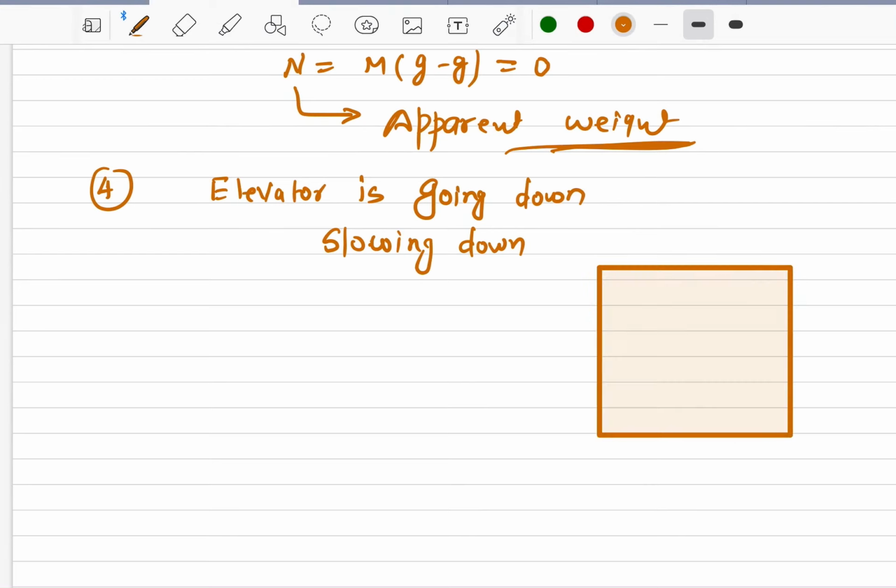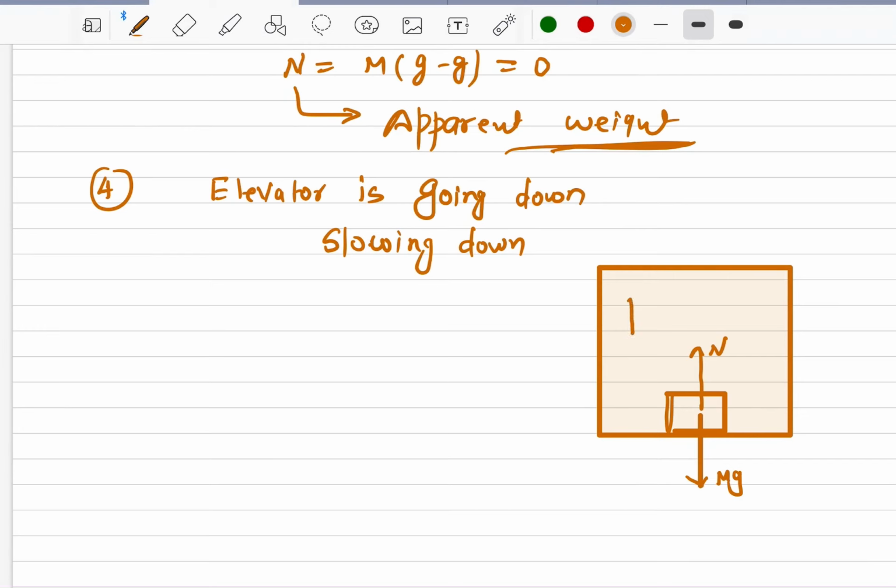So this is my elevator. So here is my scale. So what is the mentally starts processing? What is the weight direction? The weight is downward. What is the normal force? Of course it is upward here.